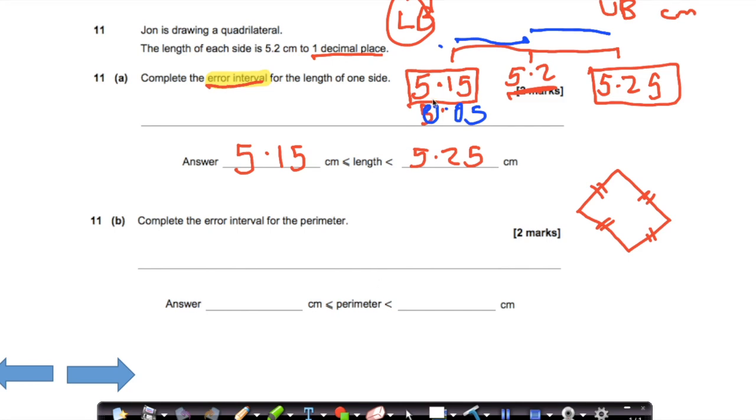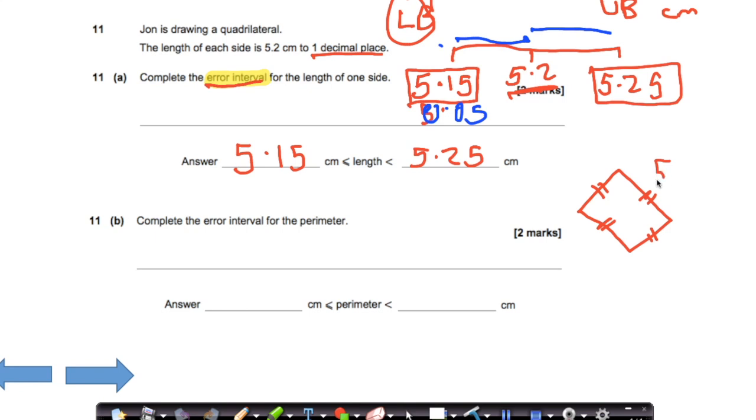Well, if every side is the same length, then it will be a square. If opposite sides are different, then it will possibly be a rectangle or a rectangle of sorts. The error interval is talking about the perimeter, adding up all the sides around the outside. So 5.15, that's the smallest it could have been. So it could have been that all 4 of these sides were 5.15.